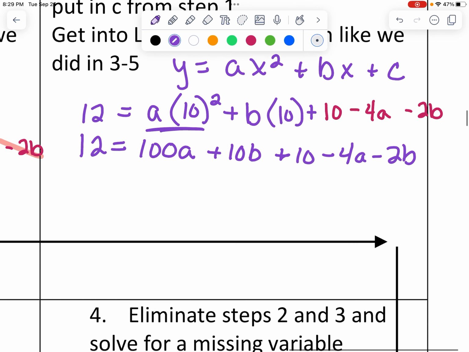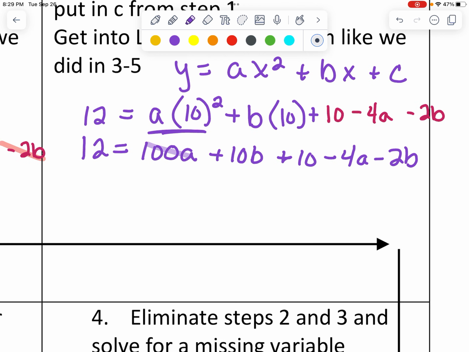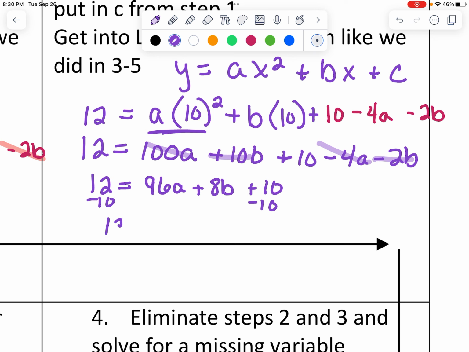Let's combine those like terms. So 12 equals, that's going to be 96a, combining our like terms, our Algebra 1 skill there, plus 8b plus 10. Take the 10 to the other side. And, excuse me, I need that to say 2 equals 96a plus 8b. And that is in linear standard form.